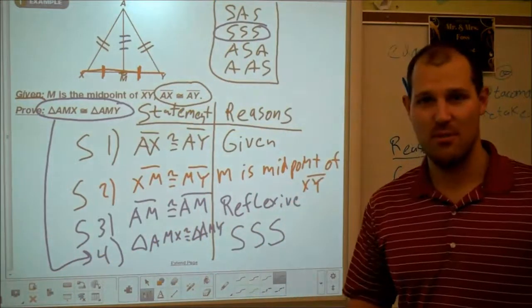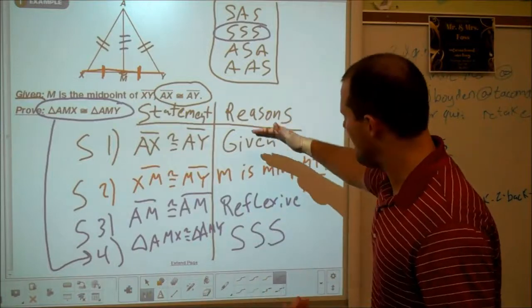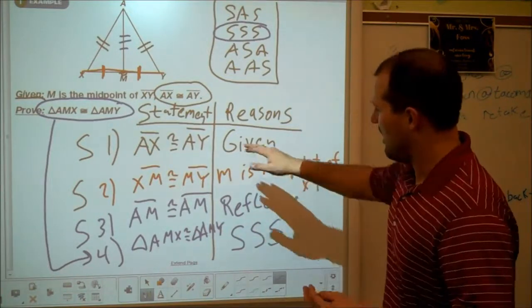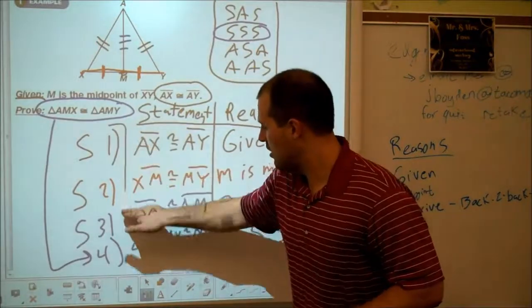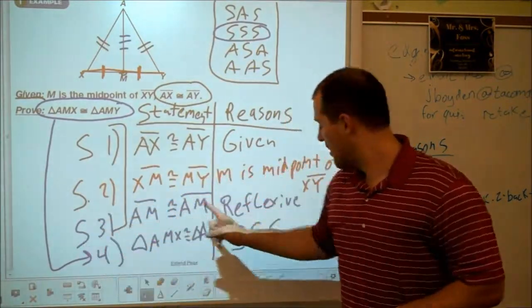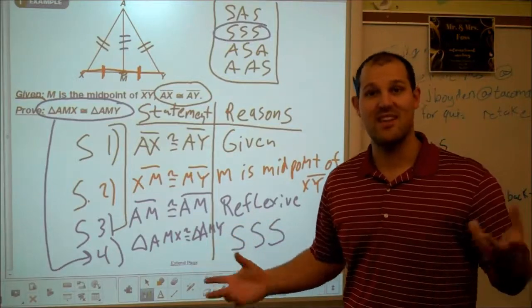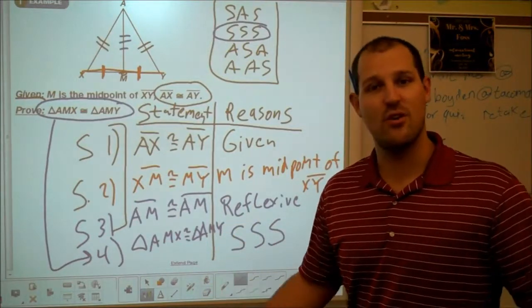This now is a complete proof. It's a logical, step-by-step progression that explains what we know and why we know it. And these 3 things up here lead us, side, side, side, to our conclusion. Okay, this one's done. That's an example of how to write a proof. Let's try a few more.